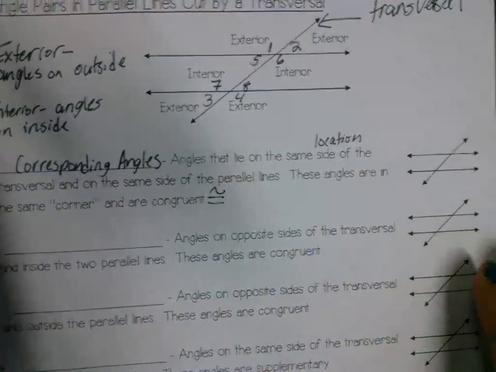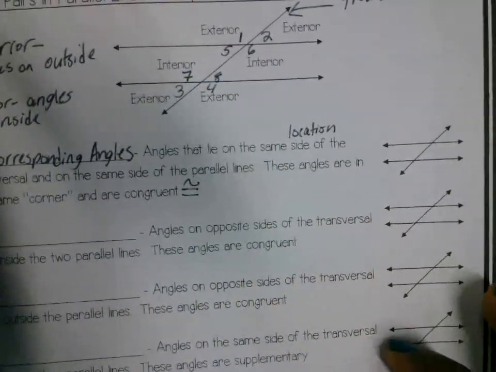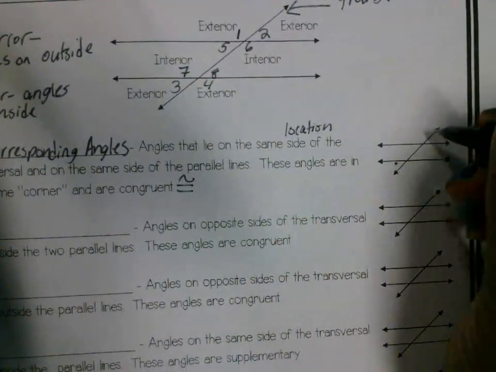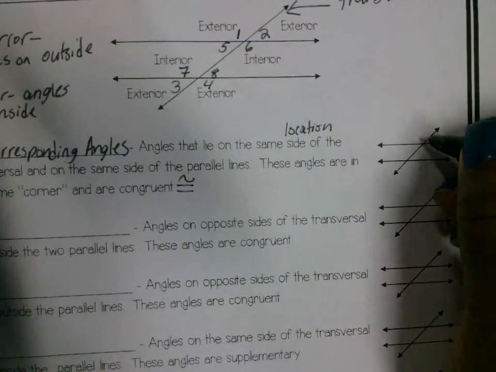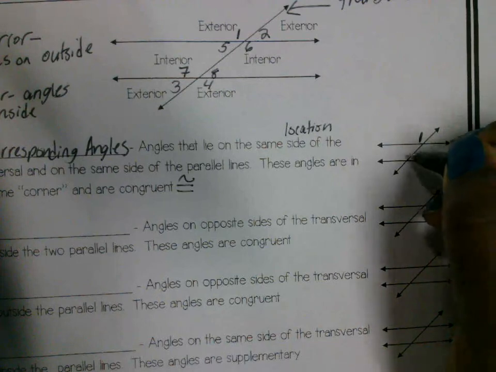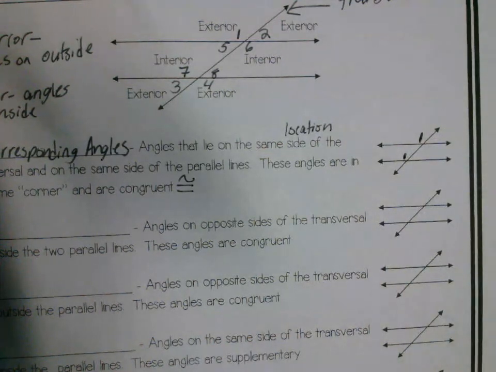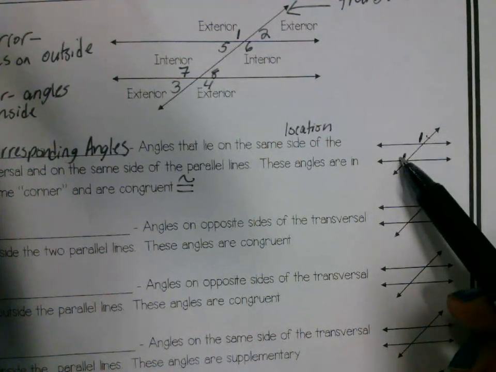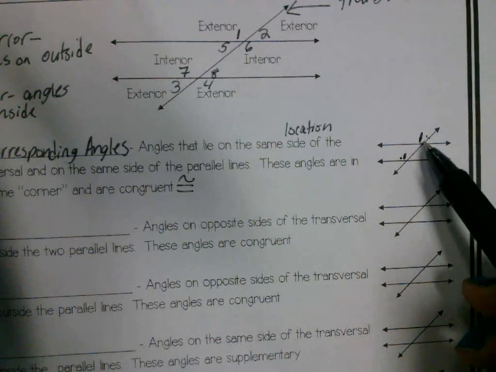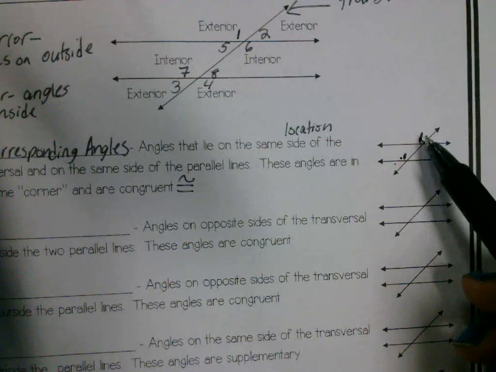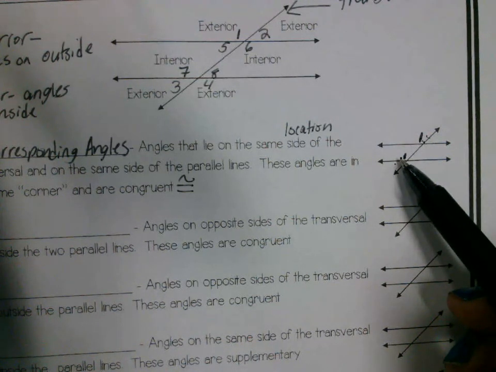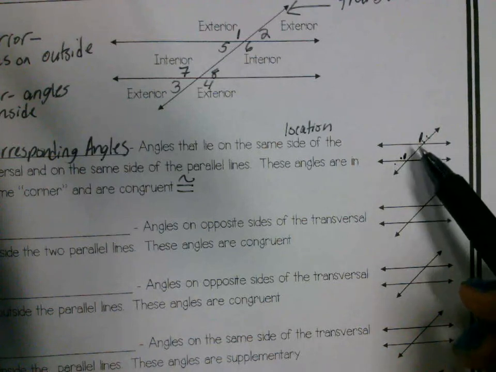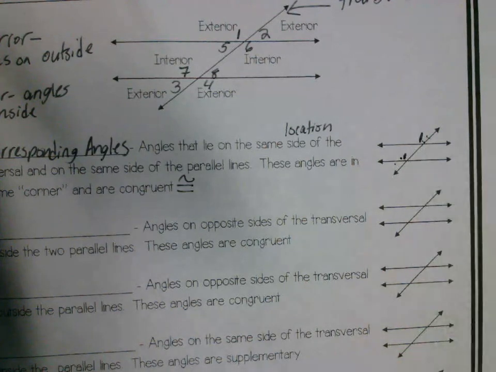Okay? So these are the angles that correspond with each other. I'm going to give them the same numbers so you'll know. This angle corresponds with this angle. They are both in the top left corner. These two angles correspond. So that means that if this is 120 degrees, this angle is also 120 degrees.